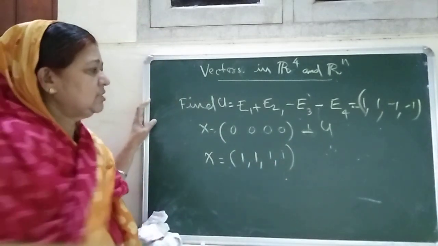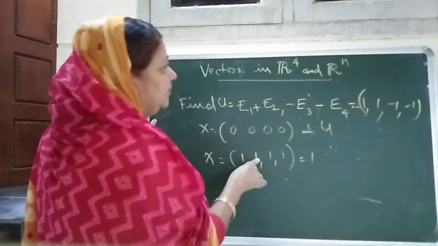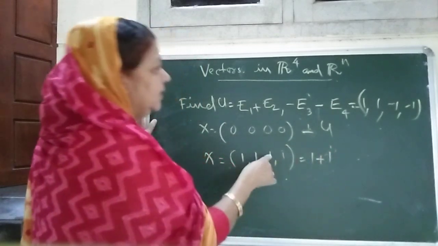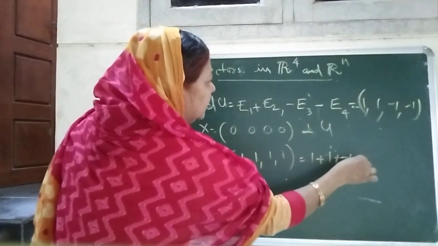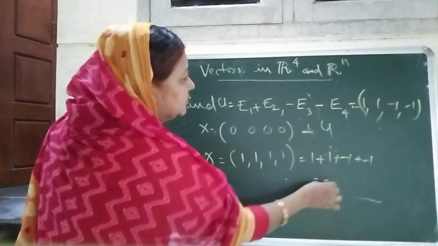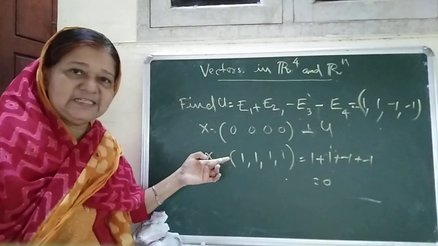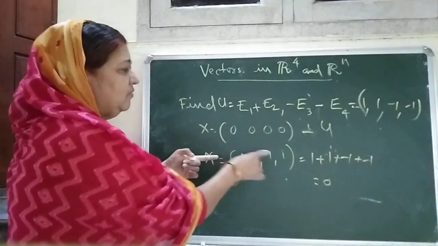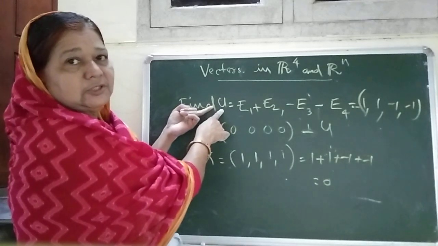What is the dot product? 1 into 1 plus 1 into 1 plus 1 into minus 1 plus 1 into minus 1 equal to 0. Therefore, this vector, say 1, 1, 1, 1, is also orthogonal to this u.